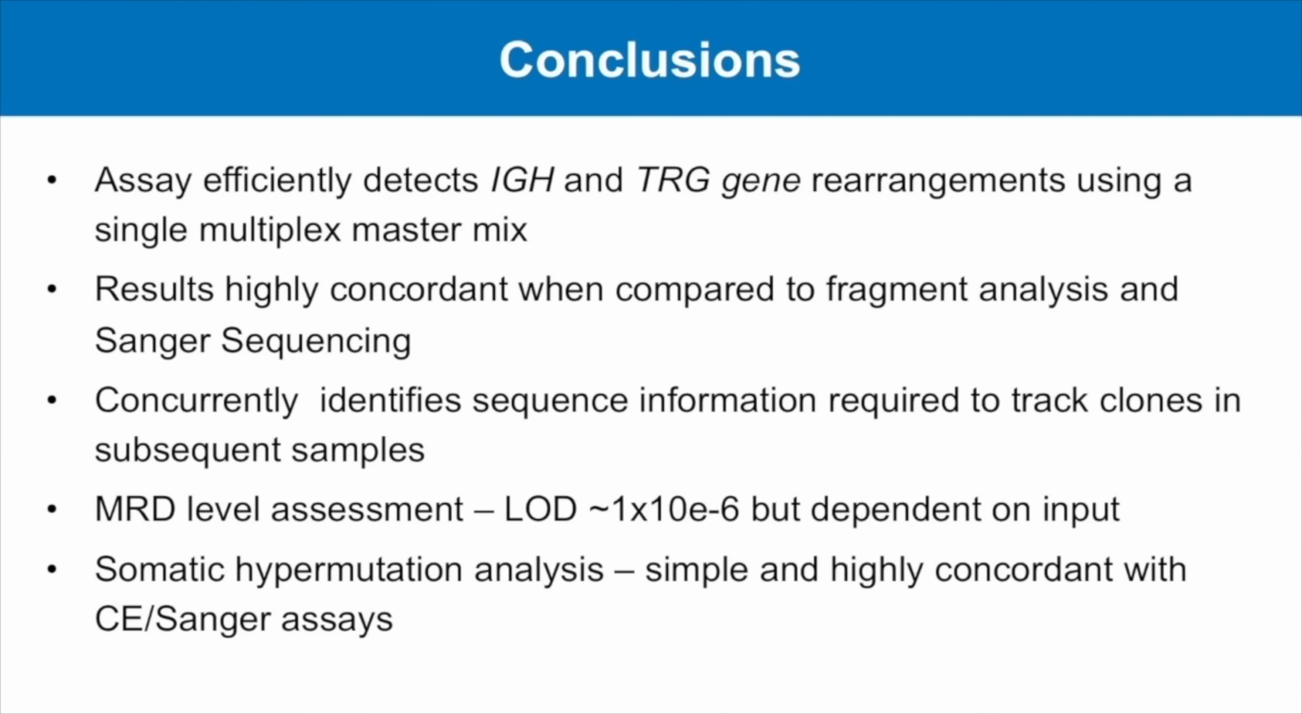It concurrently identifies the sequence information required to track the clones in subsequent samples, and we have been able to show that we can get to MRD levels that are about 1 × 10⁻⁶, but then again, this is fully dependent on how much input you have. So very easy for bone marrow biopsies, very easy for blood samples, but not so easy for skin biopsies or very small biopsies, which is a lot of what we get sometimes. The somatic hypermutation analysis is very simple and highly concordant with the CE and Sanger assays that we were using before.